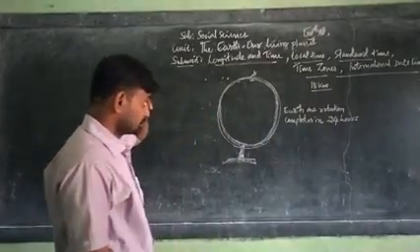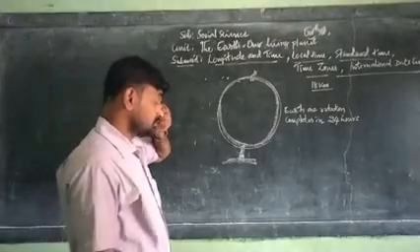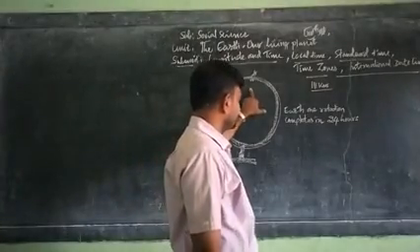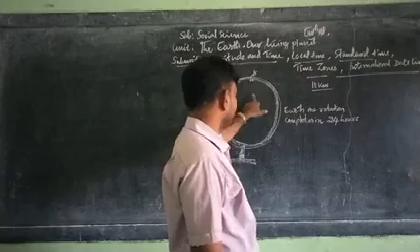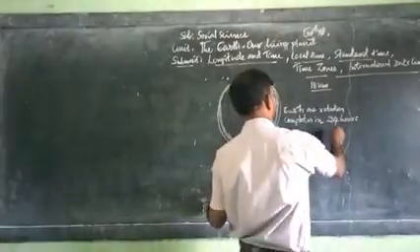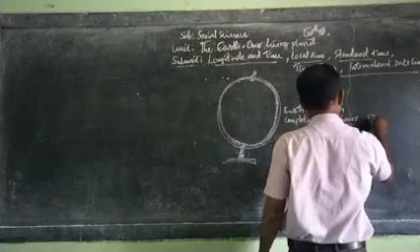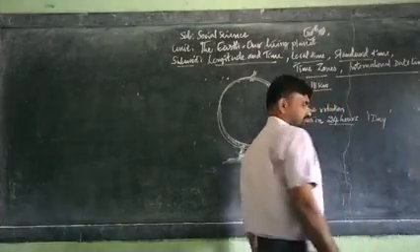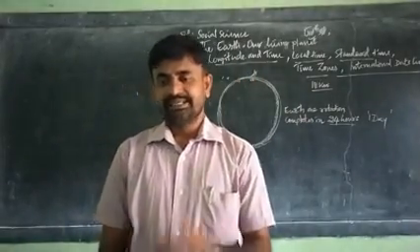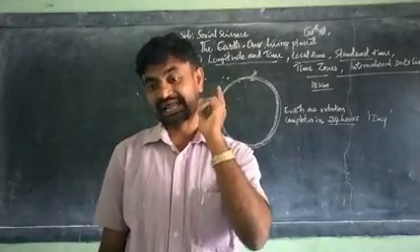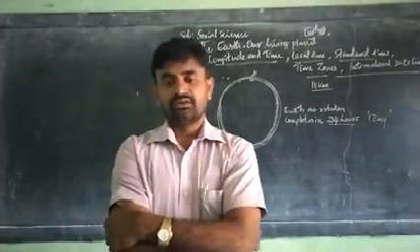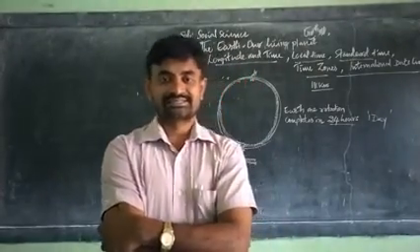The Earth rotates on its own axis. It takes 24 hours to complete one rotation. That is what we call a day. And this means 360 degrees are covered in a period of 24 hours.